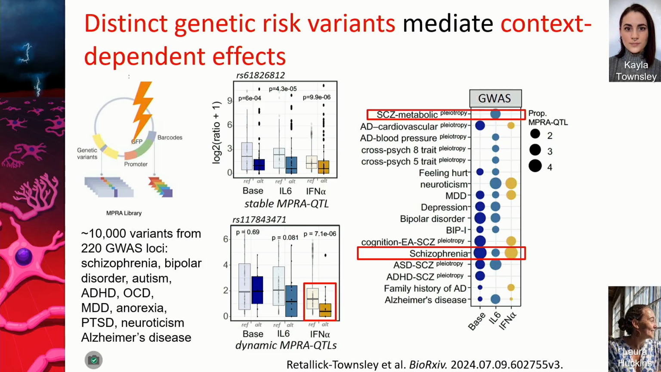More interesting, I think, is this subset of schizophrenia risk variants that are associated with pleiotropy for metabolic syndromes, which were only significant in treatment with IL-6. And then more broadly, some of these schizophrenia enrichments are also linked to pleiotropy that came up with either IL-6 or interferon. Overall, we saw this same pattern where the pleiotropic variants were the ones that were dynamic and the cleaner disease variants were there at baseline.